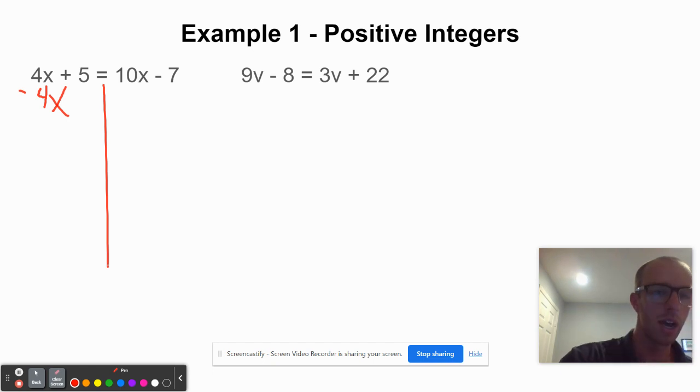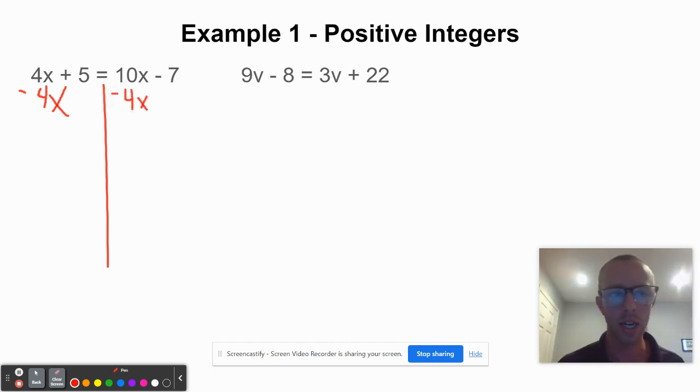I'll draw the line. From this side, I must also subtract 4x from the other side. But you have to line up the like terms. So I want to be very clear that you need to subtract from the like term. I can't subtract this negative 4x from negative 7. These are not like terms, right? This is a constant. This has a variable. Like terms have the exact same variable.